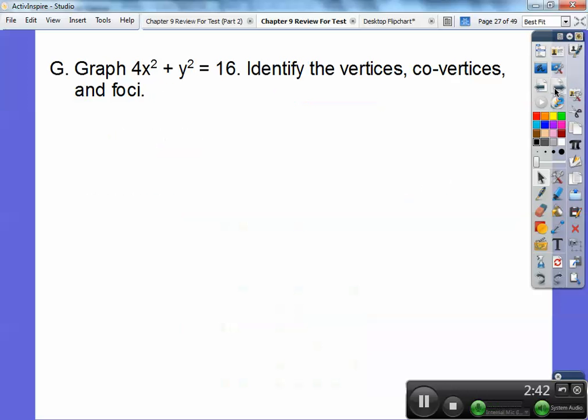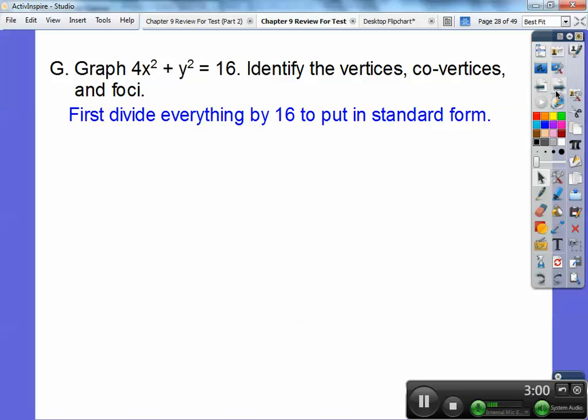All right. Okay, so this one's an ellipse, you guys. I know it's an ellipse because it has an x squared and a y squared with a plus between them, and there are different numbers in front of the x squared and the y squared. For ellipses, we want them to equal 1, not 16, so we're going to divide everything by 16 first to put it in standard form. So there it is, divided by 16, and we get x squared over 4 plus y squared over 16 equals 1.